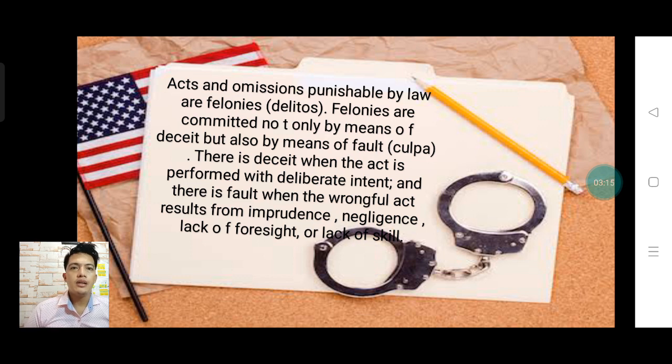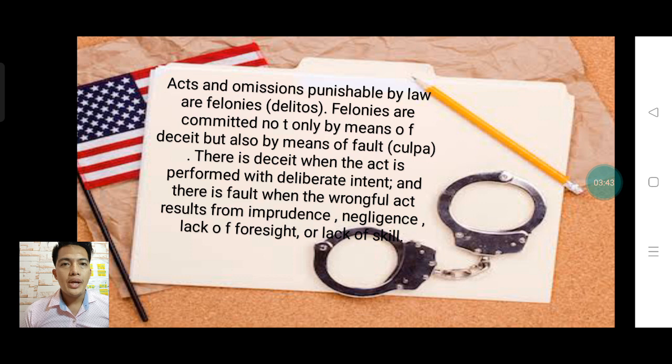See, for example, when A is planning to commit a crime. Is A held liable for merely planning to commit the crime? The answer is no. Why? Because his act is considered an internal act, which is beyond the sphere of the law. Meaning, it is not punishable.